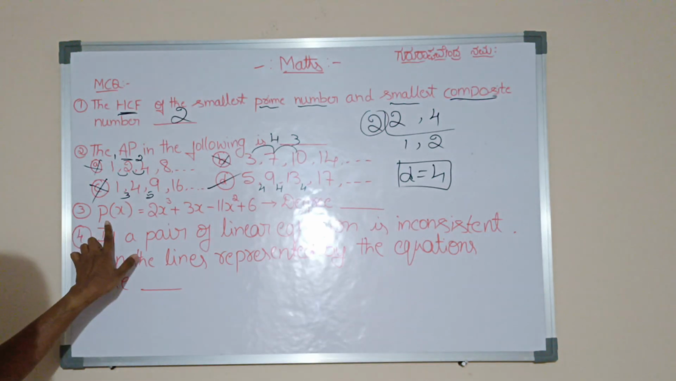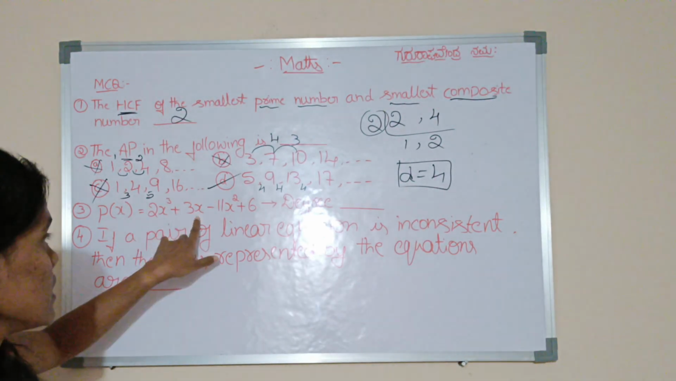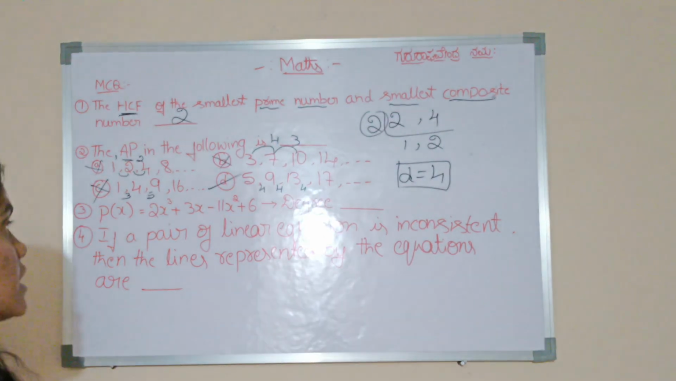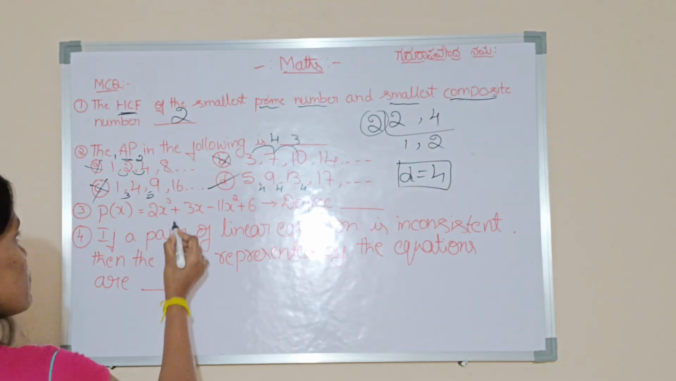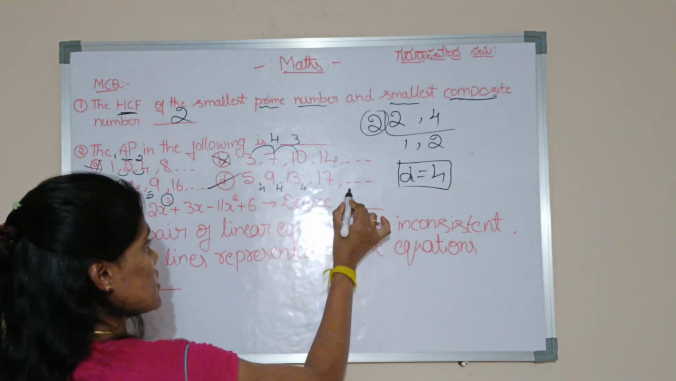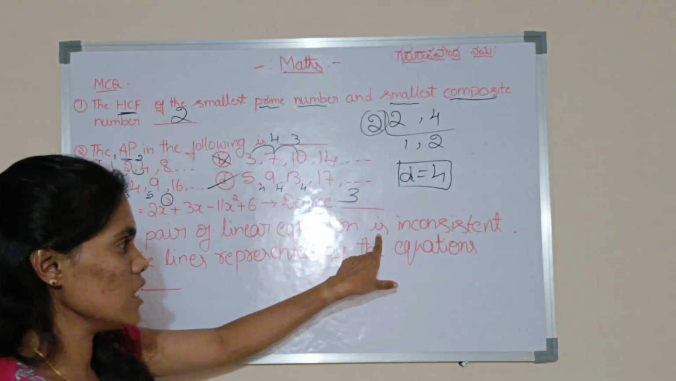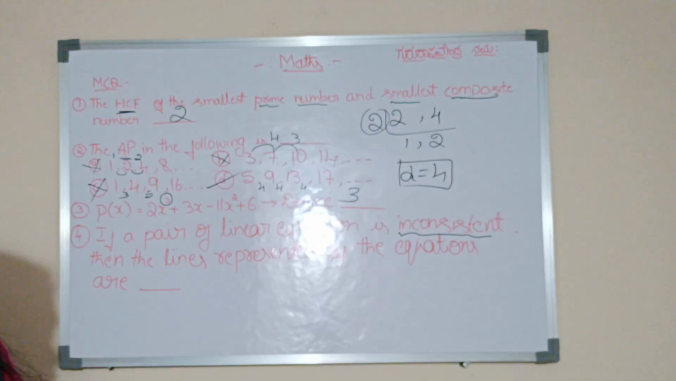Then degree of the polynomial, you have to find out degree. 2x cube plus 3x minus 11x square plus 6. What do you mean by degree? Degree means highest power of the given polynomial. Here highest power is 3. So answer is 3. Then if a pair of linear equations is inconsistent, they are asking inconsistent.